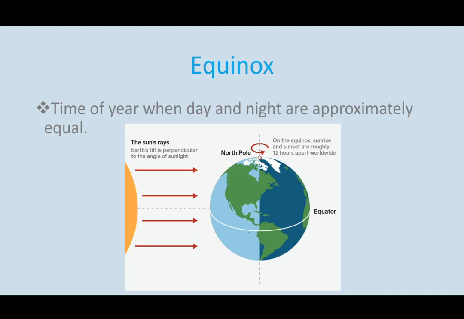An equinox is a time of year when day and night are approximately equal. So this would be basically the tilt. The Earth's tilt is perpendicular to the sun, or the angle of sunlight. So the sun hitting the axis is basically a 90-degree angle. That means the amount of daylight and nighttime are approximately 12 hours each. So you may hear terms like the vernal equinox. That's basically what it's referring to.